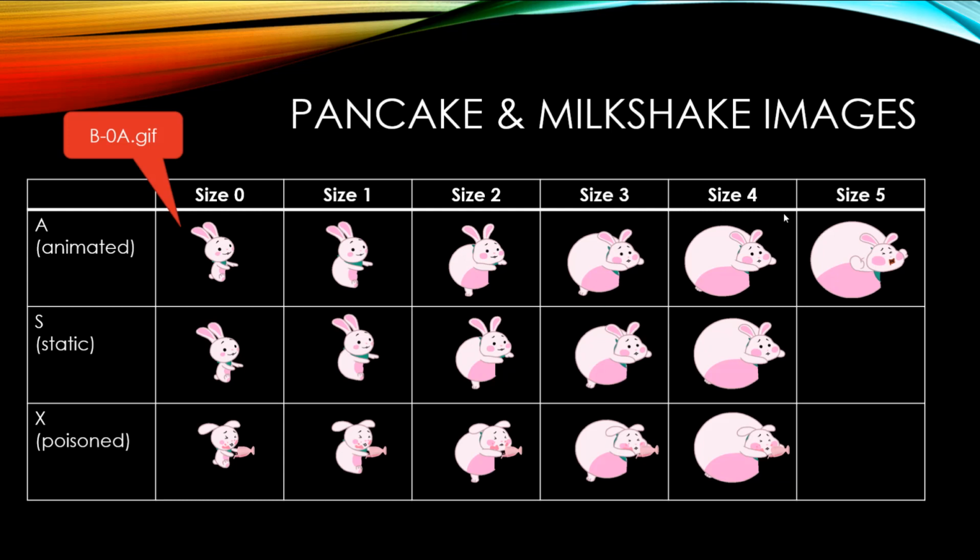So a note on the assets that we'll be using from Mothman64. Each character grows as they eat, and so we've got different images for different sizes from 0 to size 5. And then we've also got different modes of each image: animated eating, static when they're just sitting at the table, and then X when they've been poisoned by eating the wrong food.